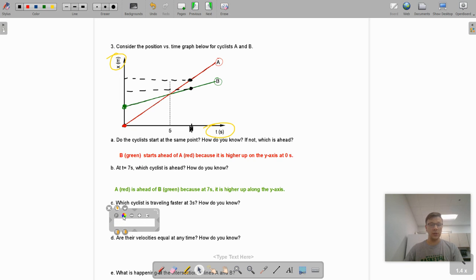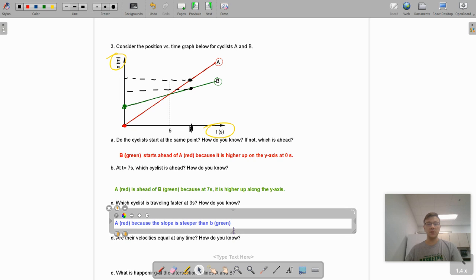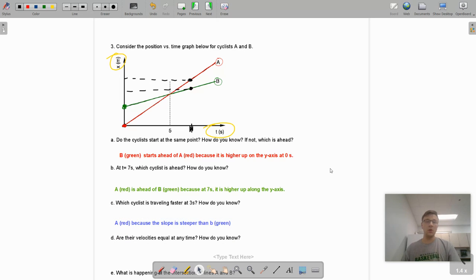Let's get a new color in here. Okay, so the answer is red because the slope is steeper than green.